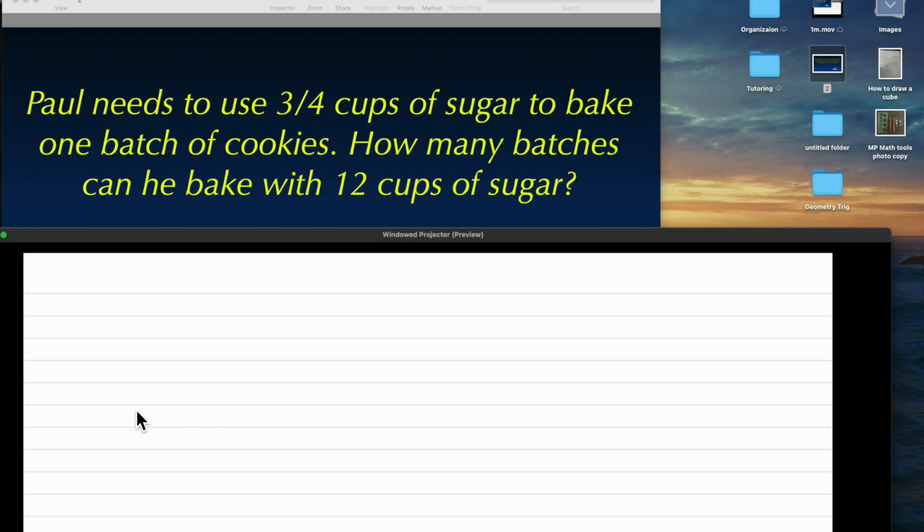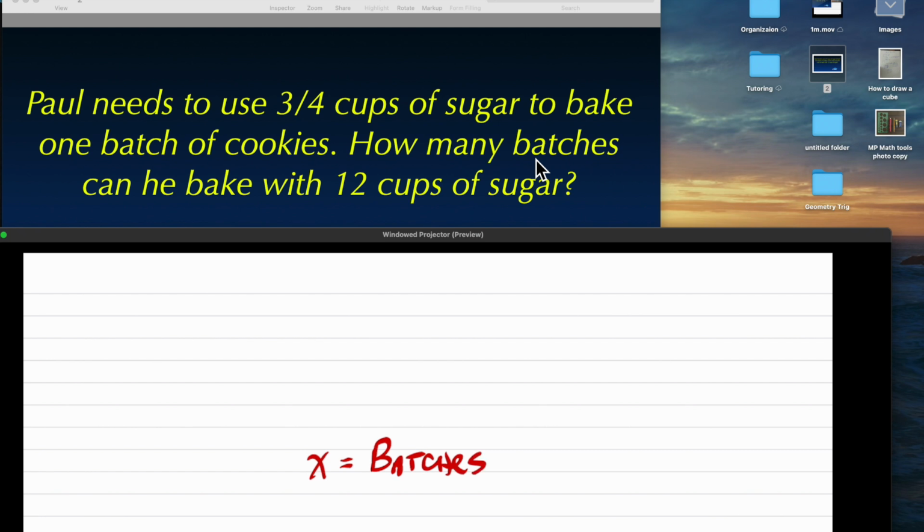In our next problem, we're given that Paul needs 3/4 cups of sugar to bake one batch. How many batches can he bake with 12 cups of sugar? First thing, how many? That jumps right out at me. Whenever you see words like that, whatever follows is your x. So we know x is going to equal batches.